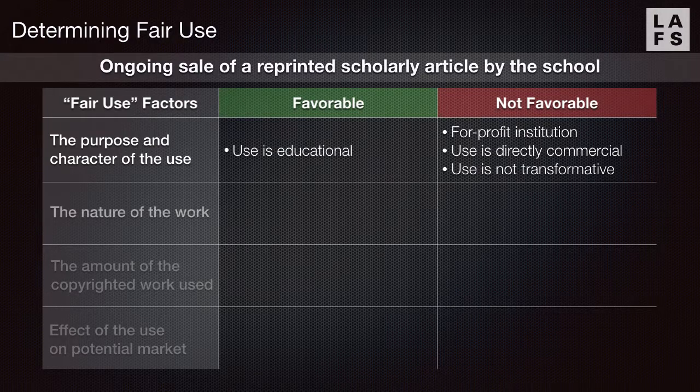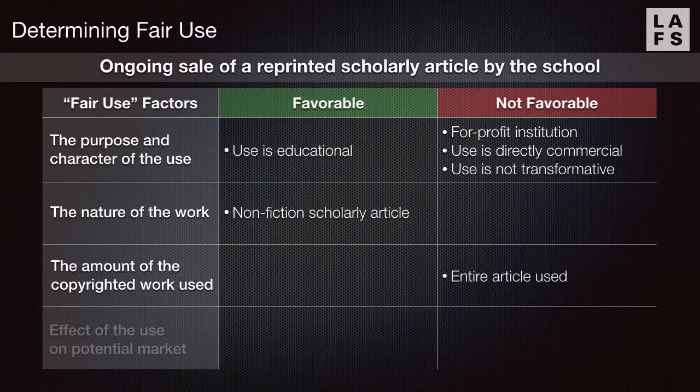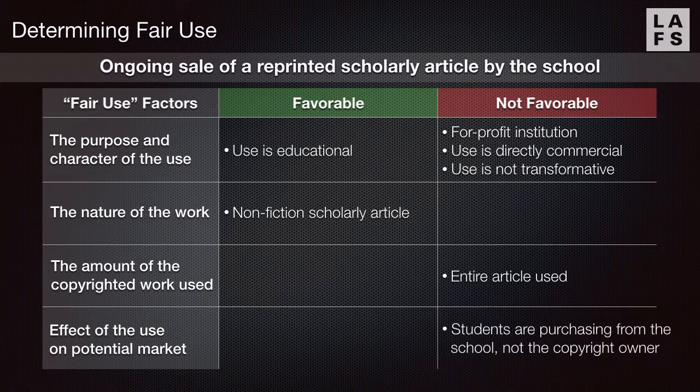Let's look at the nature of the work. Well, it's a nonfiction scholarly article, so this is favorable, but again, it's not a transformative use. The amount of the copyrighted work used is not favorable. The entire article is copied and distributed. And let's look at the effect of the use on the potential market for the copyright owner. The students are purchasing it from the school, not the copyright owner, so they're not likely to go purchase another copy from the copyright owner, so it directly affects the copyright owner's right to profit off of his own work.